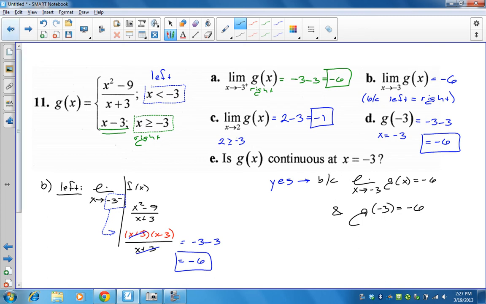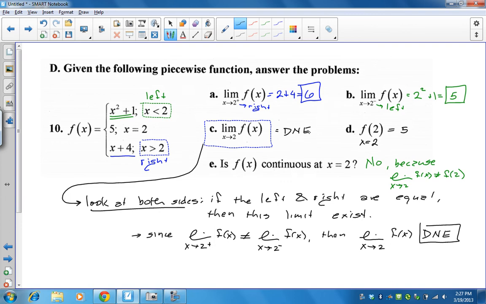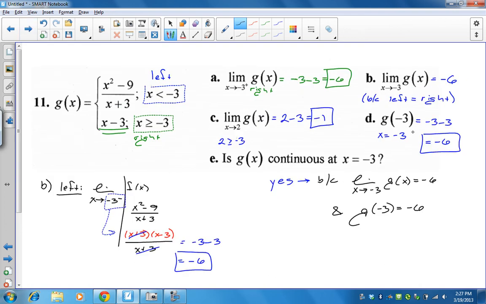Otherwise, your function is not continuous, and that's why number 10 for part E, the answer was no. The limit did not exist, but the function was 5. So those are not the same, so we said the function was not continuous. If the limit and the function have the same value, then the function is continuous.